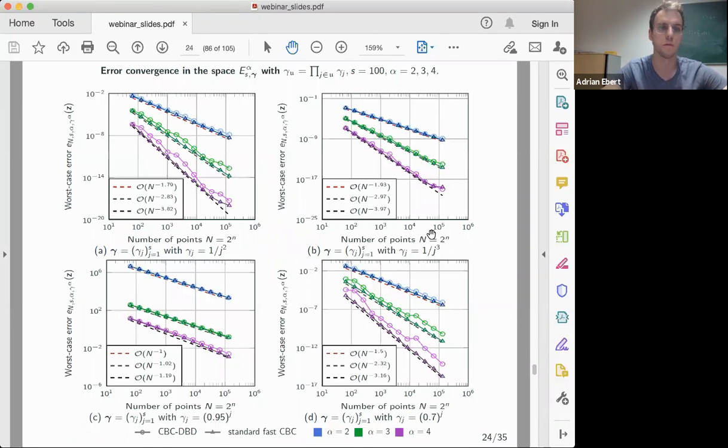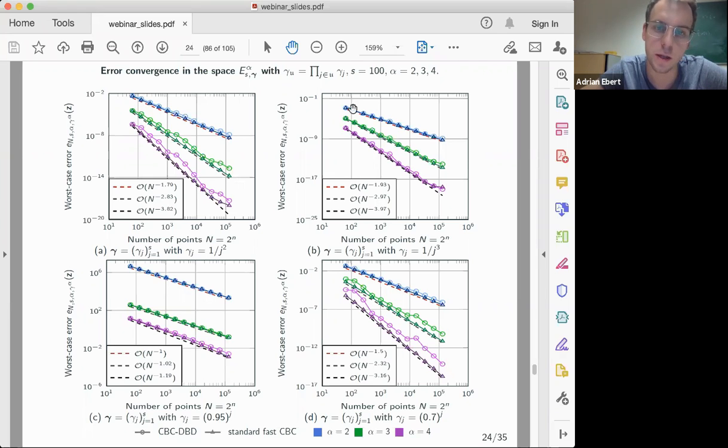And this results in the following. How you have to read this is, the circles always correspond to results of our CBC DVD algorithm. The triangles correspond to the benchmark standard fast CBC algorithm. And then we have the color corresponding to our alphas. So blue would be alpha equal 2, green alpha equals 3, and purple alpha equal 4.